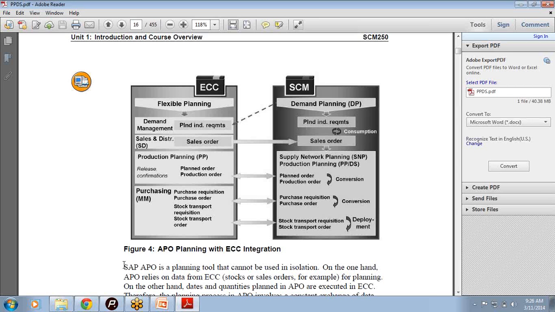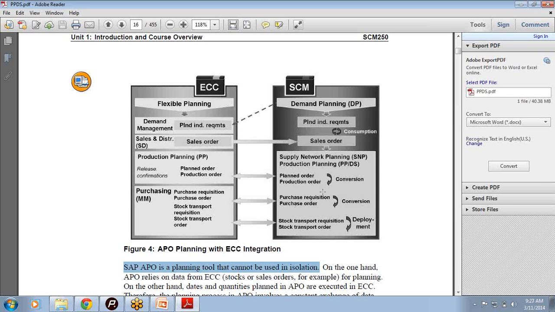Okay. And as you can see, SAP APO is a planning tool that cannot be used in isolation. Rather, it gets its data from ECC. So APO is dependent upon ECC for master data and also for the stocks and sales orders, etc. for planning. Basically these two systems go hand in hand, they are in sync with each other using the CIF, the core interface.